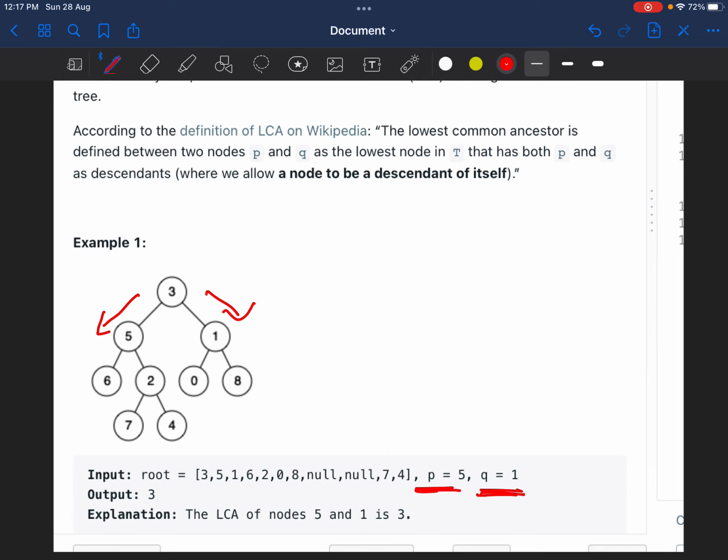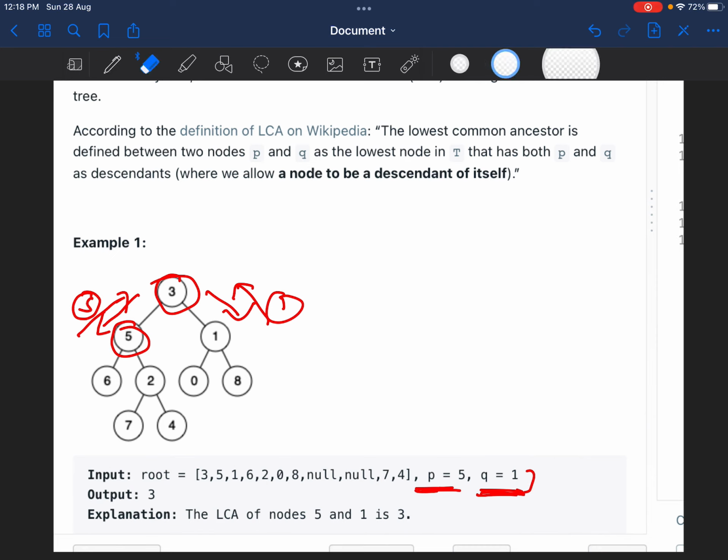Suppose we take the same example here as well. From the left hand side you find that the P value is present, so from here we will return 5. And from the right hand side we will get 1, so we will return 1 from here. And if our left and our right are not equal to null, that means we got the right value and the left value, then we will directly return root. And that is one case.